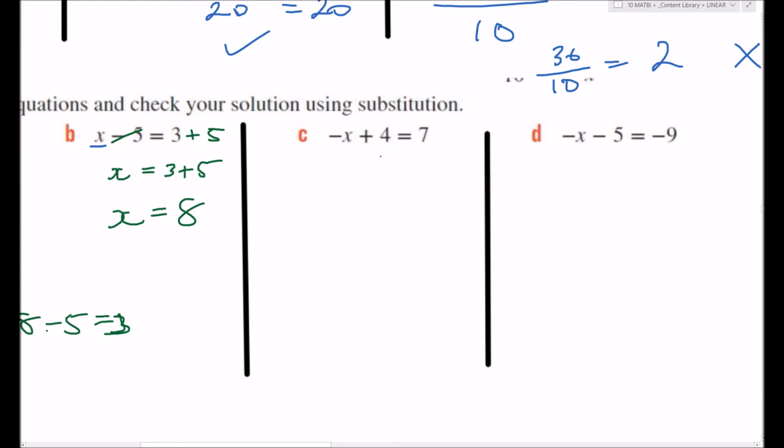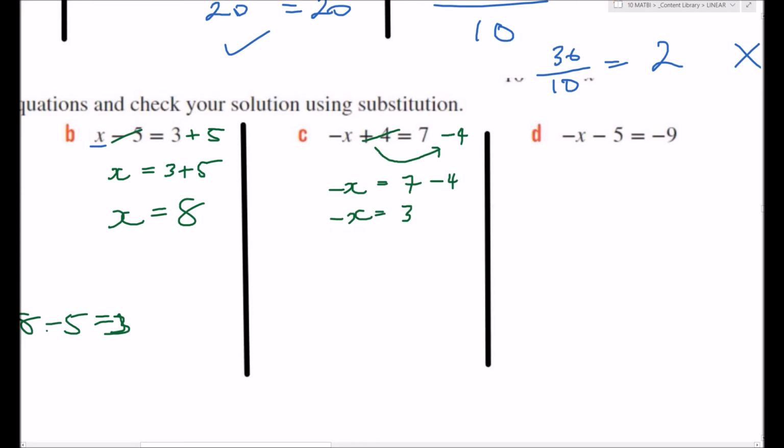It's always a good idea to start with the constant, the number that's by itself. So this is a plus 4. If I move it to the other side, it becomes minus 4. So you're left with negative x equals 7, take away 4. You solve that, that equals 3. 7 minus 4 is 3.